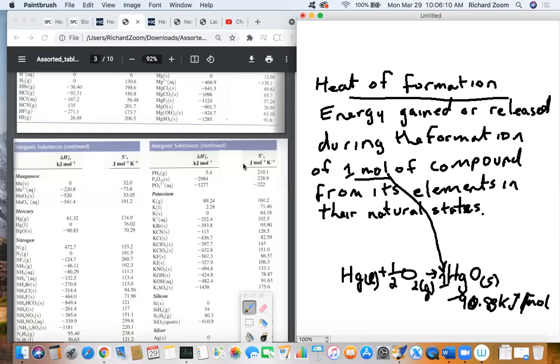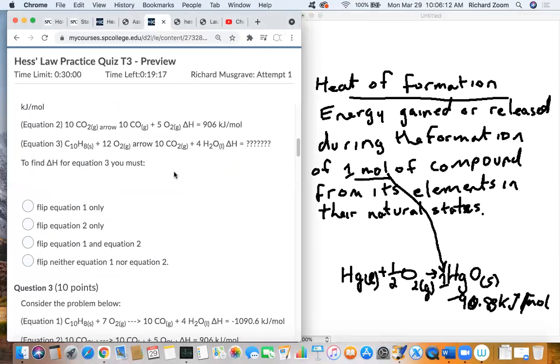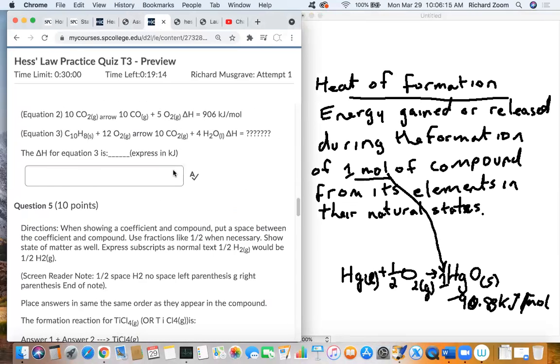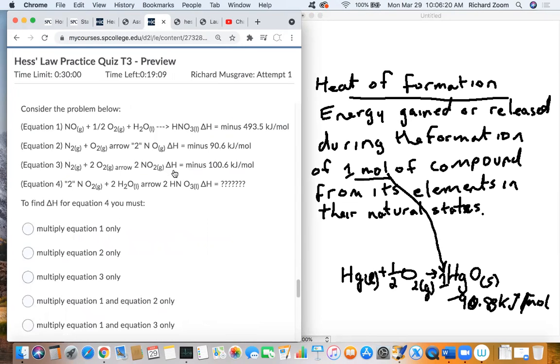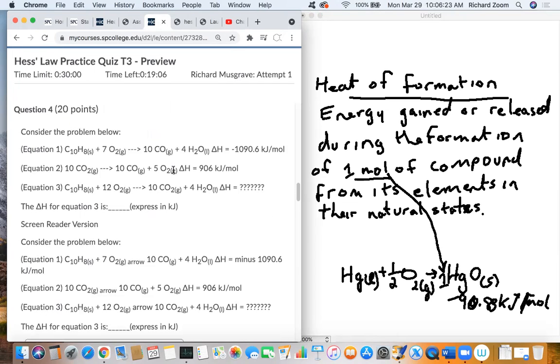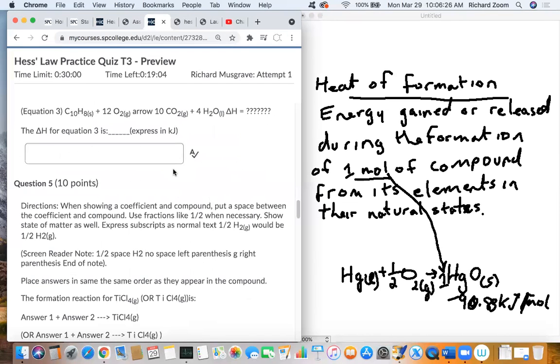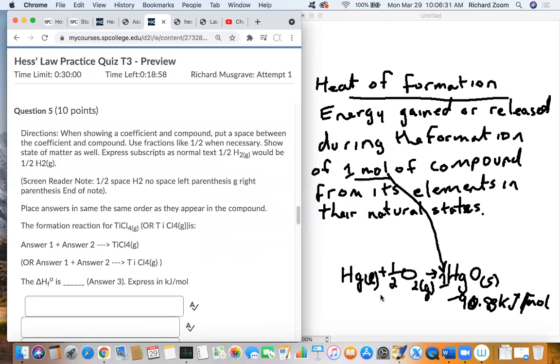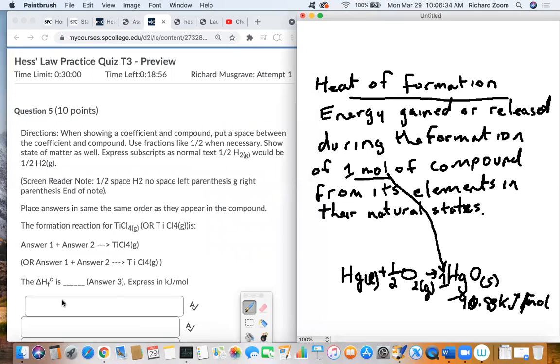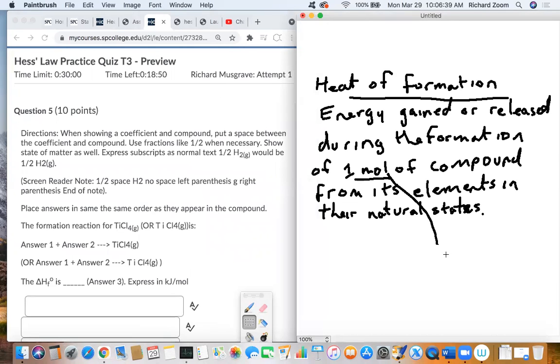Okay. I'll do one more example here, and then I'll see how you're going with it. Let's take a look at this one. This is still part of the practice quiz down here. I think I went too far here. I know it's here somewhere. Here it is, question 5. So I'm looking at TiCl4 gas.